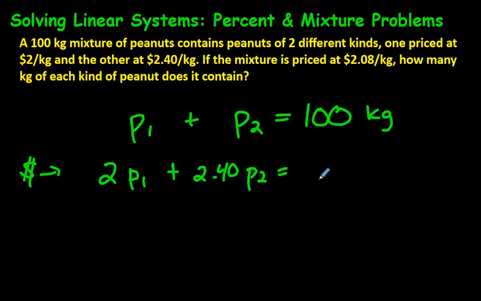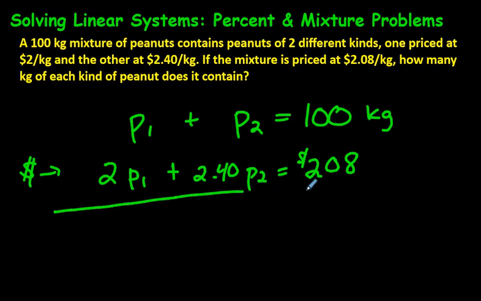So the total amount of money would be how much? Be careful. Don't write $2.08 right here, because we're not talking about per kilogram. We're talking about 100 kilograms of peanuts. So $2.08 multiplied by 100 kilograms gives you $208. So this line is talking about money, and the first one is talking about the weight of the peanuts.